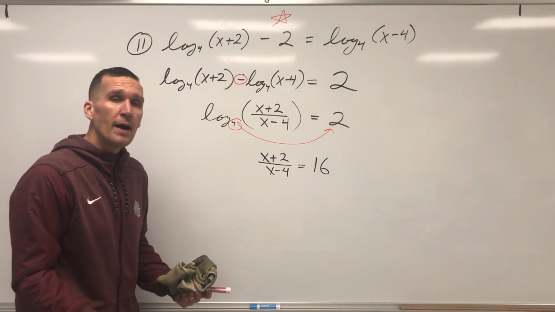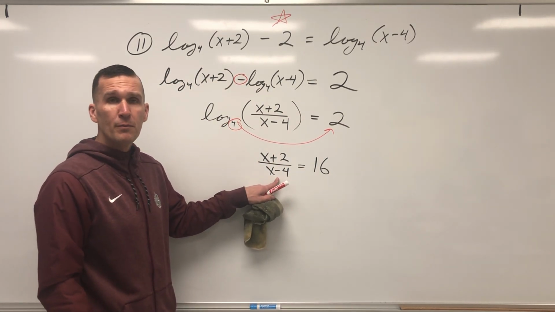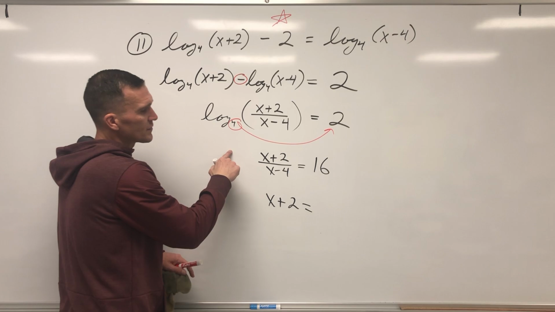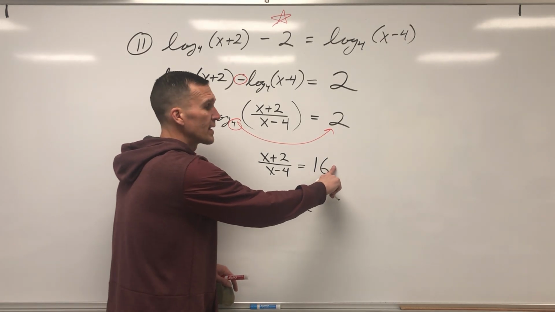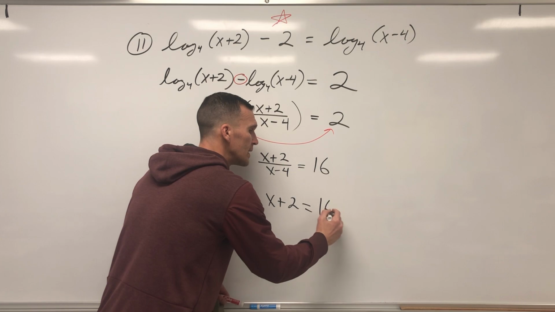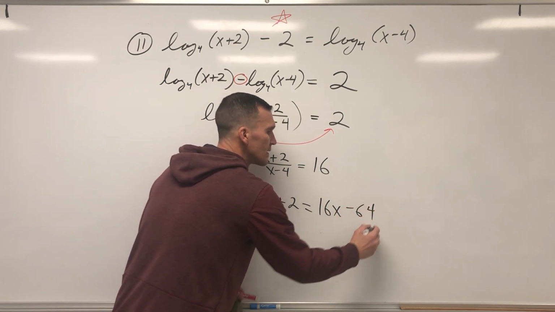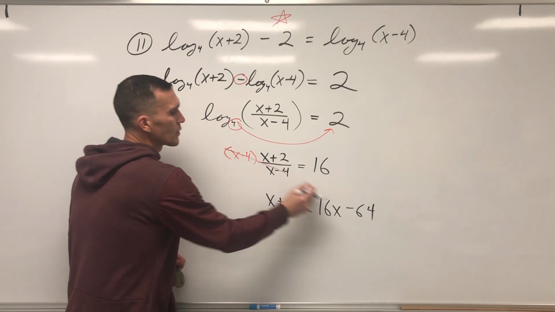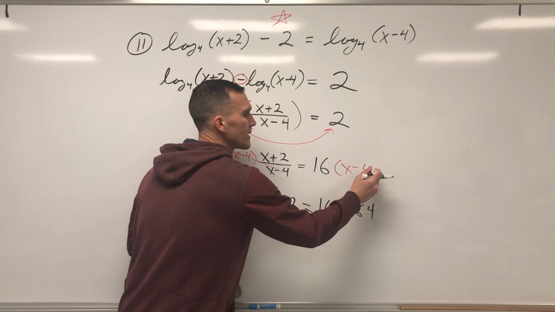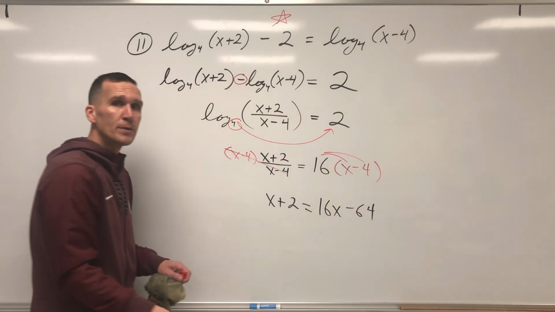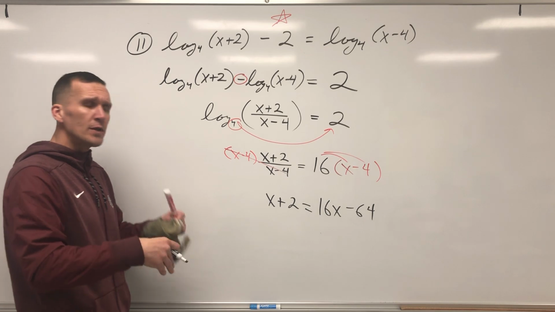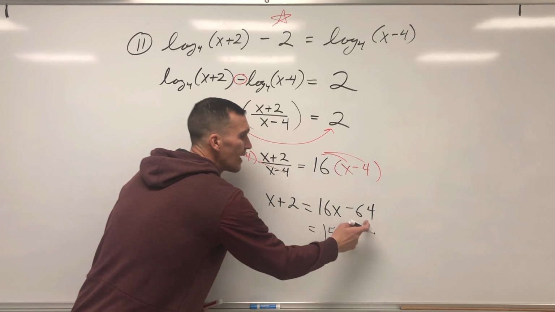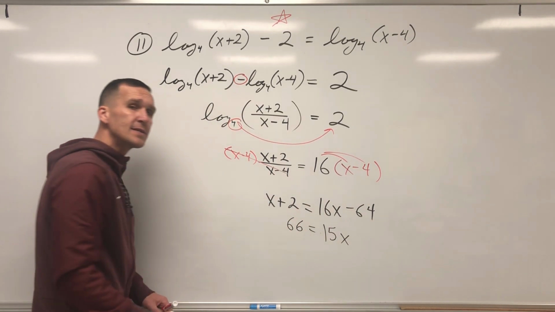Now it becomes an Algebra 1 problem. You would get rid of the denominator by multiplication. So I have x plus 2. When I multiply by x minus 4, they cancel. And when I multiply the right side by x minus 4, I'm going to distribute and get 16x take away 64. So again, the work there was multiply by x minus 4, cross them off, multiply by x minus 4, and distribute. I'll do a little double switch here. I'll minus x on both sides, leaving me 15x. I'll add 64 on both sides, making 66.